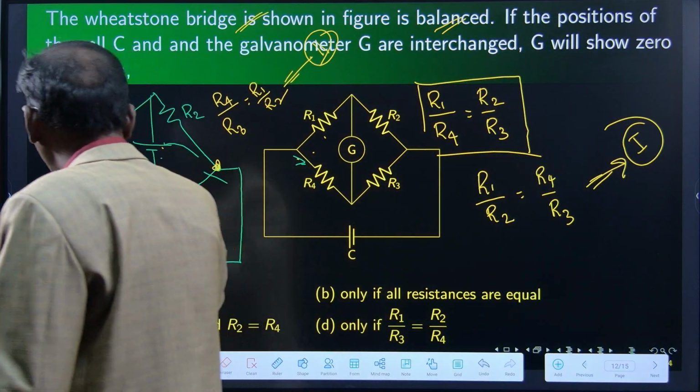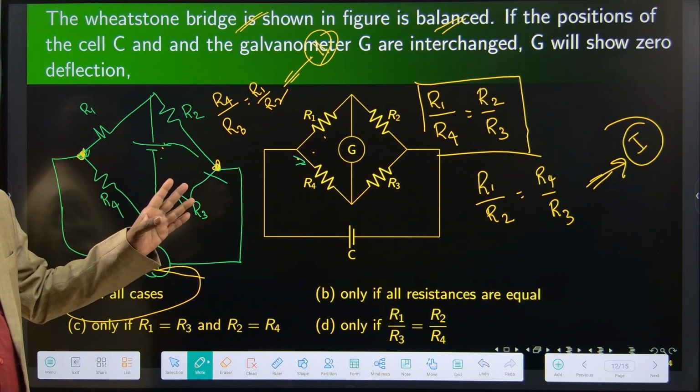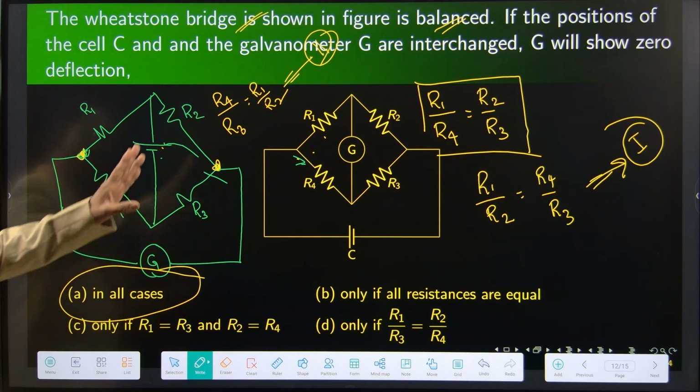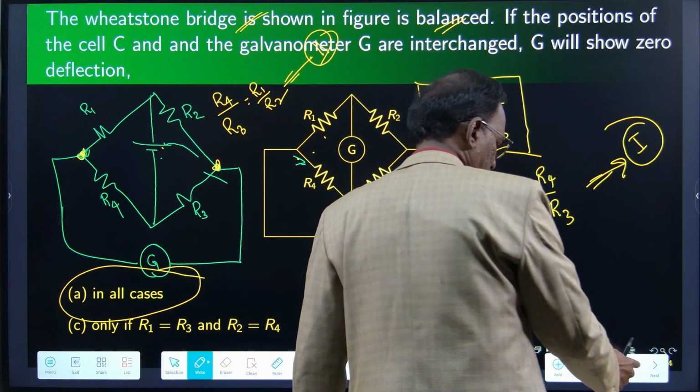So in all cases, option A is correct. It won't affect the setup. In all cases, it is true. If it is a balanced one, it is always a balanced one.